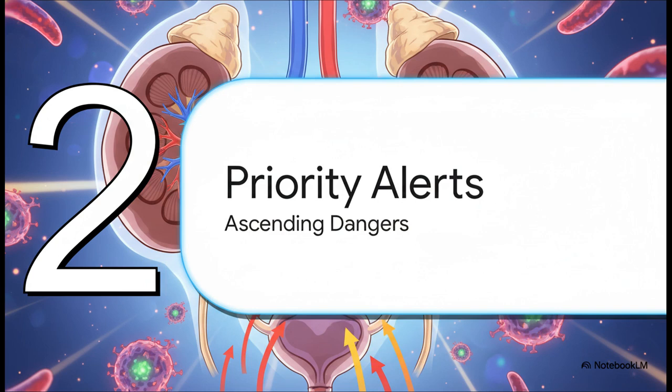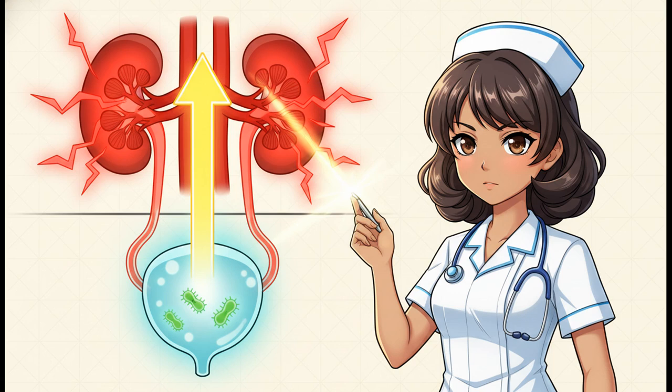Section 2. Priority alerts for infections, ascending dangers. You've got to spot the difference between a straightforward lower urinary tract infection and a severe upper infection, like pyelonephritis. A lower UTI, or acute cystitis, usually just has localized symptoms. But the second that infection travels up the ureters and into the kidneys, you're dealing with an upper UTI, and that is an absolute NCLEX safety alert. Your priority shifts completely, because an upper UTI can rapidly progress into full-blown sepsis.